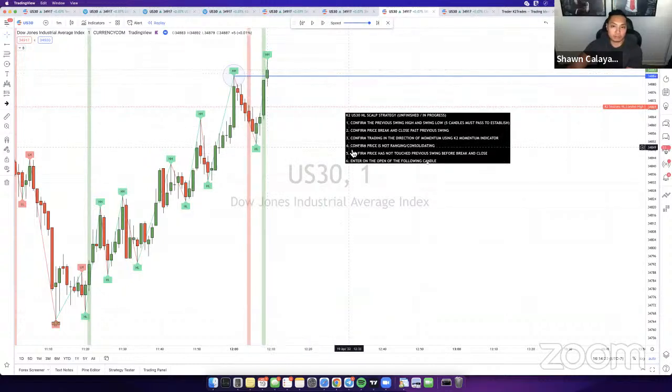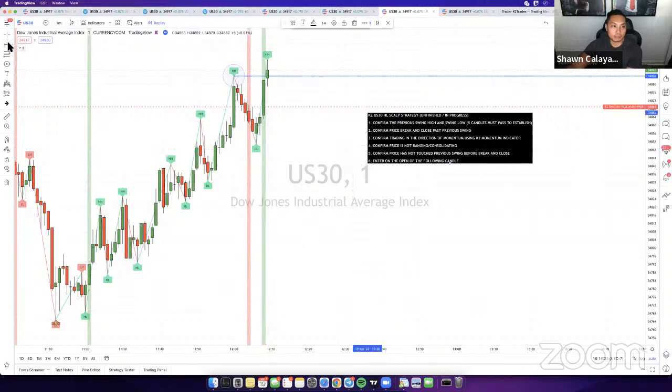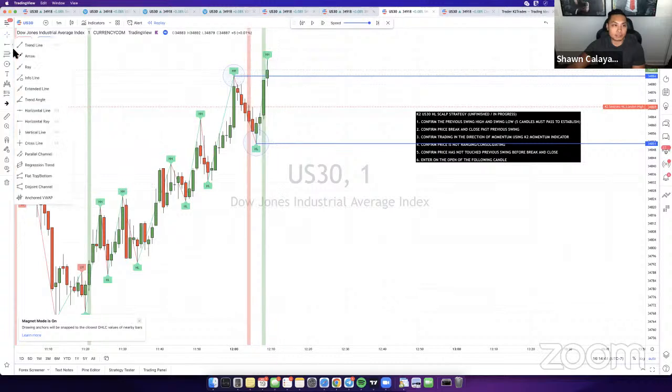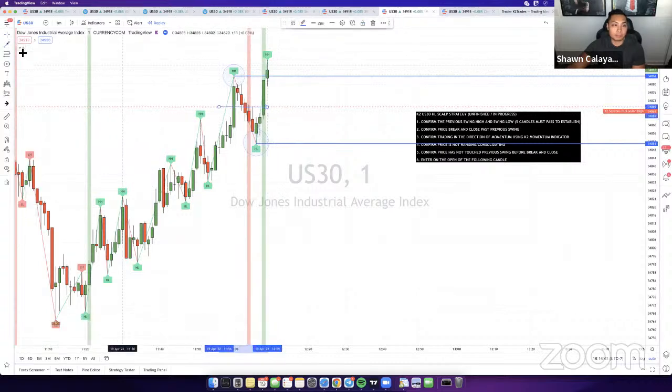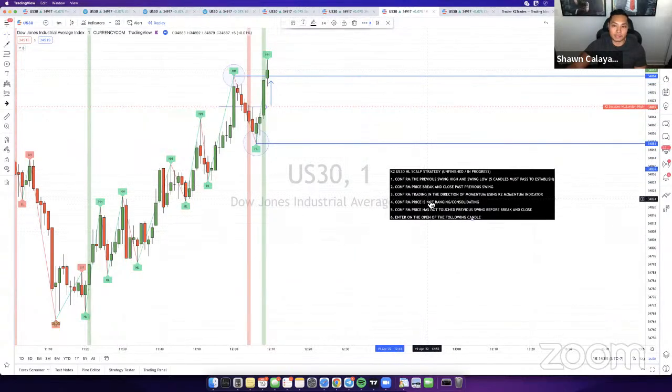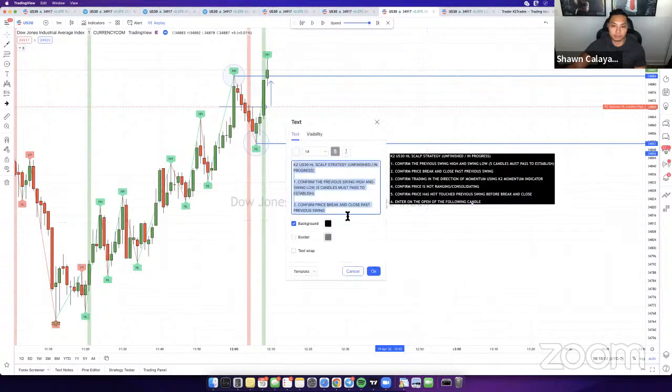For the 4th requirement, you want to confirm that price is not ranging or consolidating. You'll confirm that by drawing the low here. As you can see, price was consolidating before it broke and closed past, going sideways right here. But as soon as price broke and closed past it on this candle, it's no longer in consolidation, so the 4th requirement's met. The last requirement is to confirm that price has not touched this high before. You look back over here, and none of these candles have touched it. It fits all the requirements, so you enter on the open of the falling candle.